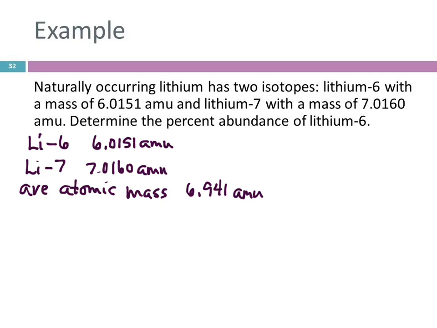So we're going to have two variables, and we're going to say, let x equal the fraction of lithium-6. That's what we're trying to find, the percent abundance. The percent abundance is just the fraction times 100. So if we found the fraction, we'd be good, right? But we don't know what the fraction of the other one is. So we're going to say let y be the fraction of the other one.